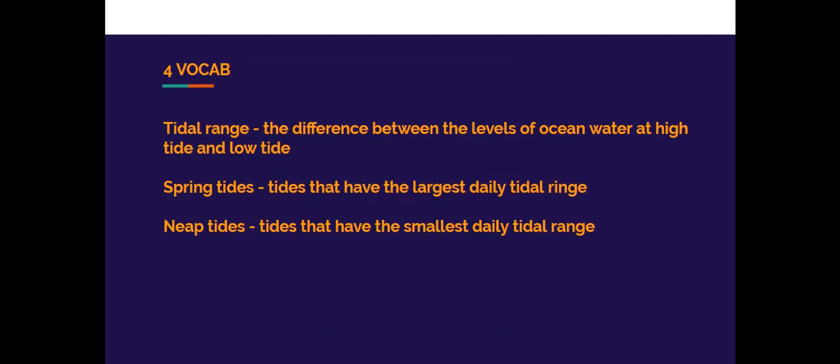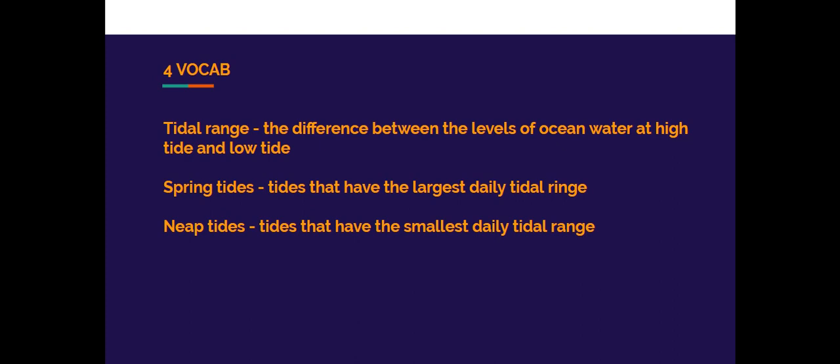Tidal range, the difference between the levels of ocean water at high tide and low tide, kind of like your range in math, highest number, lowest number. But there are different types of high tides. There is something called a spring tide. A spring tide is a tide that has the largest daily tidal range. That means the tides are going to be extremely low and extremely high.